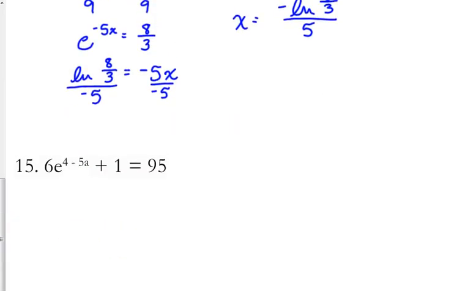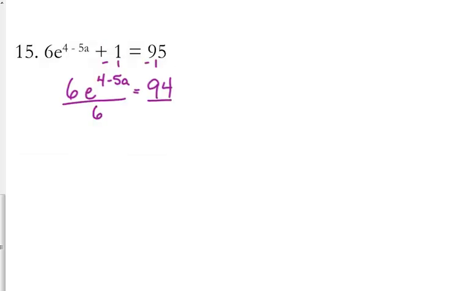And then finally, let's look at one more. Let's look at number 15. 6e to the 4 minus 5a plus 1 is equal to 95. So subtract 1 from both sides. 6e to the 4 minus 5a is equal to 94. Divide both sides by 6. e to the 4 minus 5a is equal to... That does not go evenly. They're both divisible, but... 47 over 3. They're both divisible by 2.